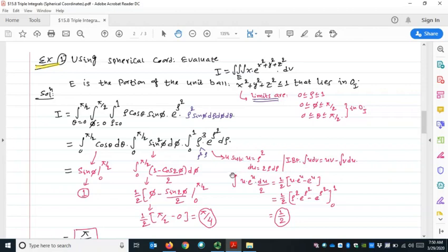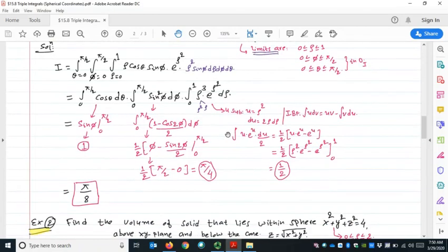So let's integrate separately. Let me scroll down. Yeah, better. So the integral of cosine theta becomes sine theta. Oops, that's a typo. It's not phi, it should be sine theta. So the antiderivative of cosine theta is sine theta. The limit of theta is 0 to pi over 2. So sine pi over 2 is 1. So this is the result from the first integral.